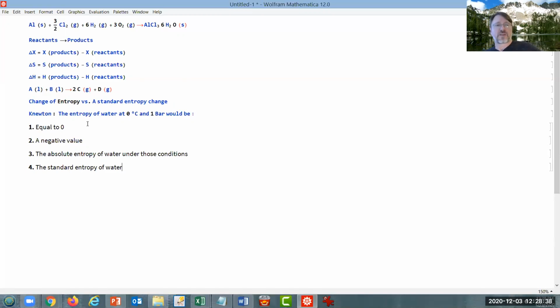Okay, so let us look at these one at a time. Equal to 0. What are the conditions under which an entropy is equal to 0, an absolute entropy? Somebody could try to type that answer into the chat. That would be wonderful.